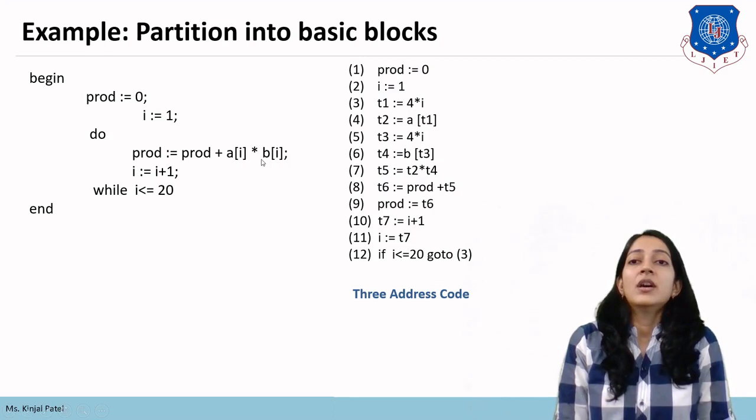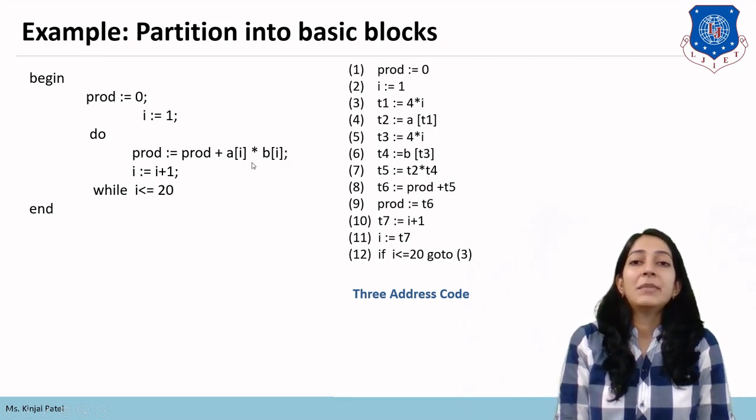So the first line is production equals 0, which already follows the three address statement rules, so we'll directly write production equals 0. Then I equals 1. Here it also contains only one operator and two operands, so we will not change this statement and will directly write I equals 1. Now the loop is: do production equals production plus A of I star B of I.